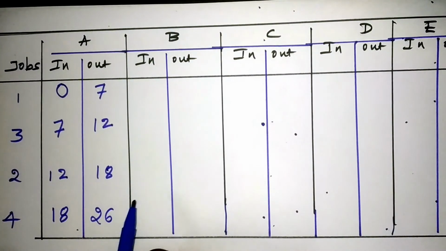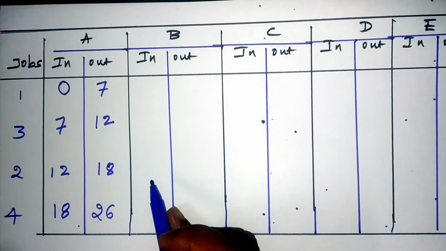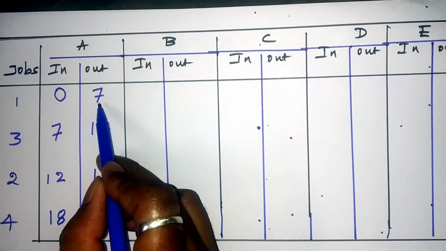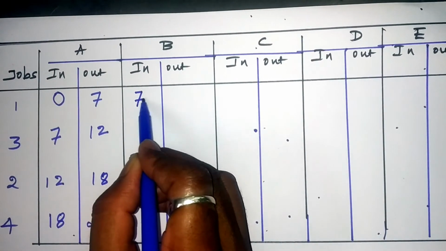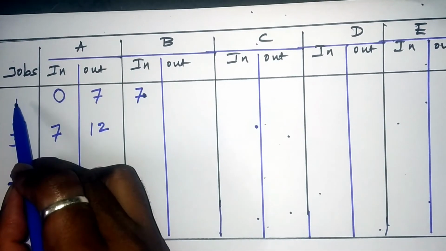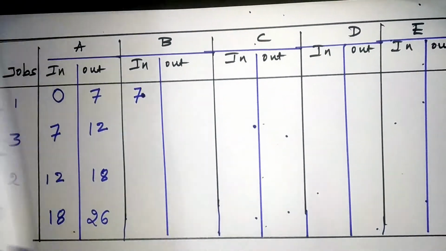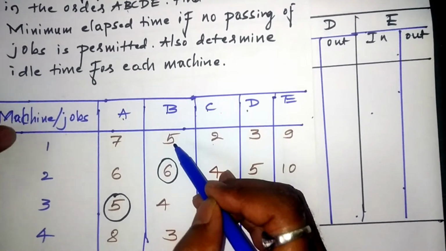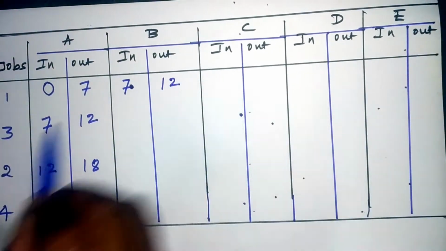Once you're done with all the jobs on machine A, now we'll write for machine B. After job 1 is completed on machine A at 7 hours, it's going to enter machine B with the in time as 7. Now, there is a simple technique: we go on adding the timings of jobs on machine B. Job number 1 on machine B will take 5 hours, so we add these 5 hours to the in time. When I add this, I'll get my timing as 12.